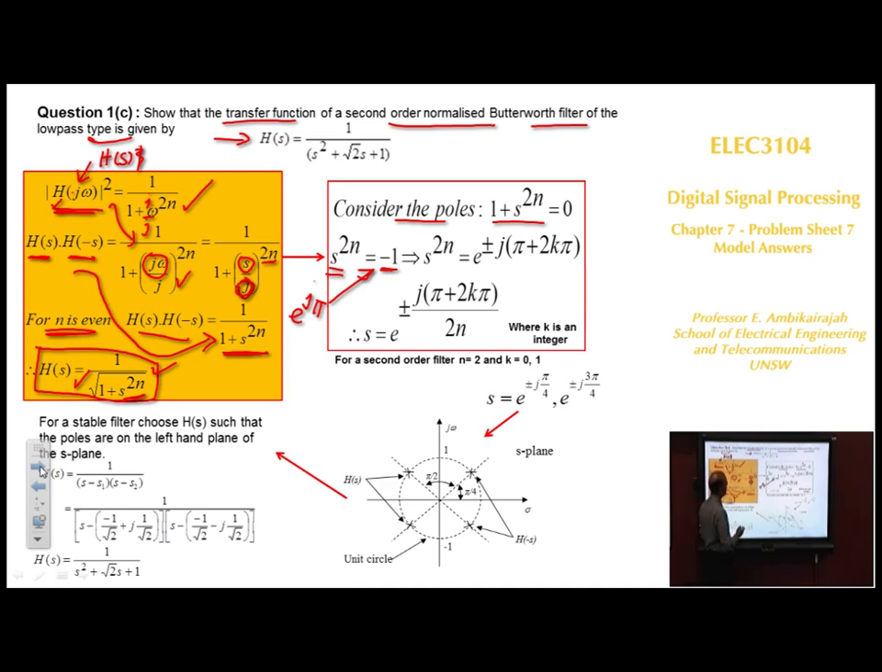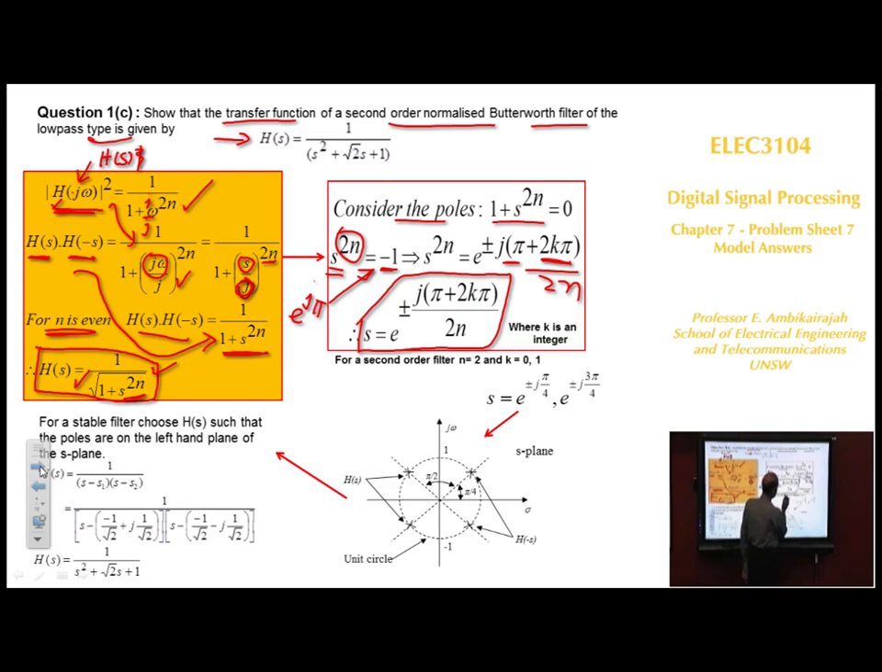Cos pi is minus 1. So we would have e to the power j pi here. Plus and minus satisfies that. So you got both. Plus you add 2k pi to get all the solutions. So now you divide that by 2n, you get your s. So s is, that's your poles. Now we know we are only looking for a second order pole. That's what the question was.